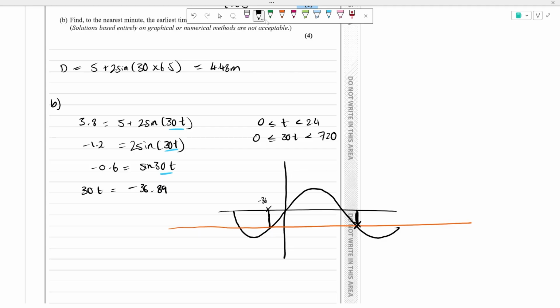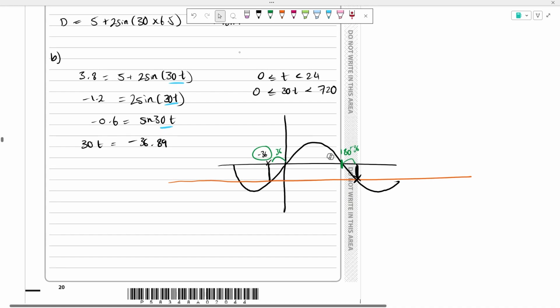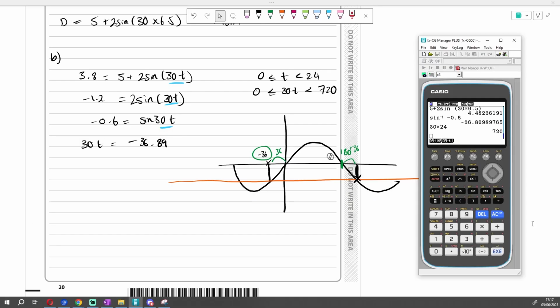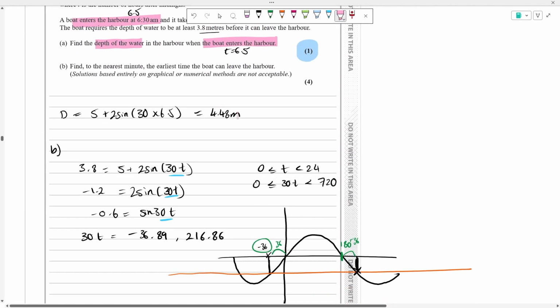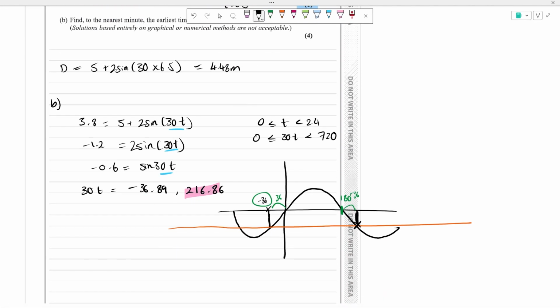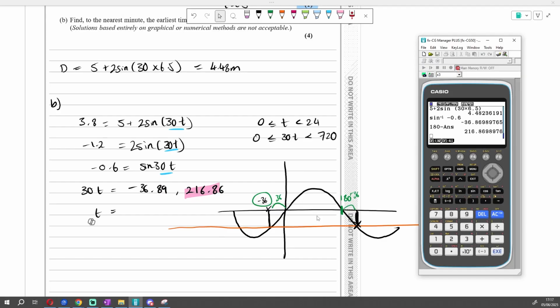Essentially, this whole region is 180. We could do 180 plus this number, because you can see this is 36. So this must be 36. I use the idea of symmetry. So we can do 180 plus that number, I'm going to do minus because minus makes a plus answer, and that gives us 216.86. Because it says earliest time, I'm just going to use this first value here. We don't need to work out any more values. So that means that t must equal, if I divide that answer by 30, that answer gives us 7.29.